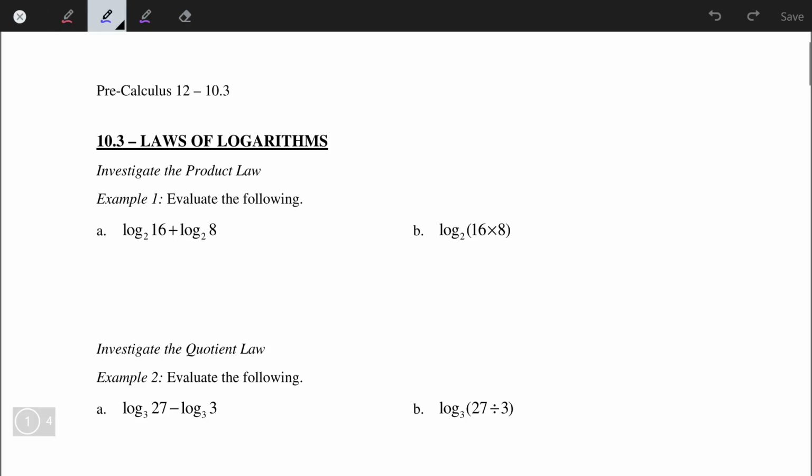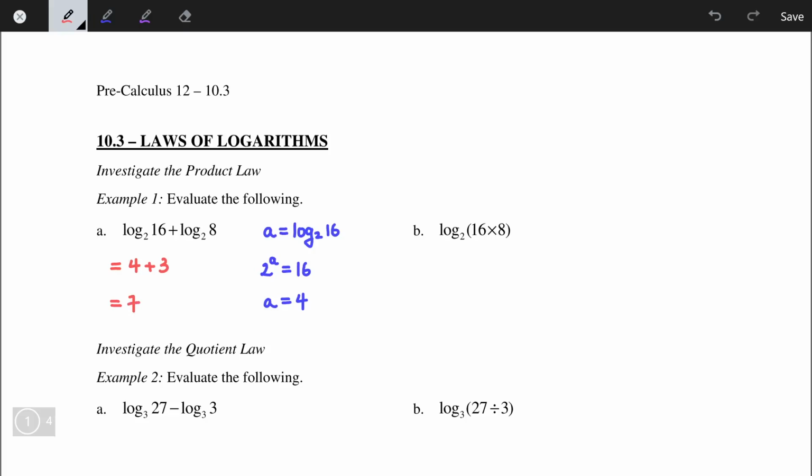So one way to evaluate individual logarithms is to rewrite them in exponential form. For example, we can write a equals log base 2 of 16 in exponential form. So we're looking for 2 to the a power is equal to 16. And we know that a is going to be equal to 4. So using that idea, log base 2 of 16 is equal to 4. And log base 2 of 8 is equal to 3. So 4 plus 3 is equal to 7.